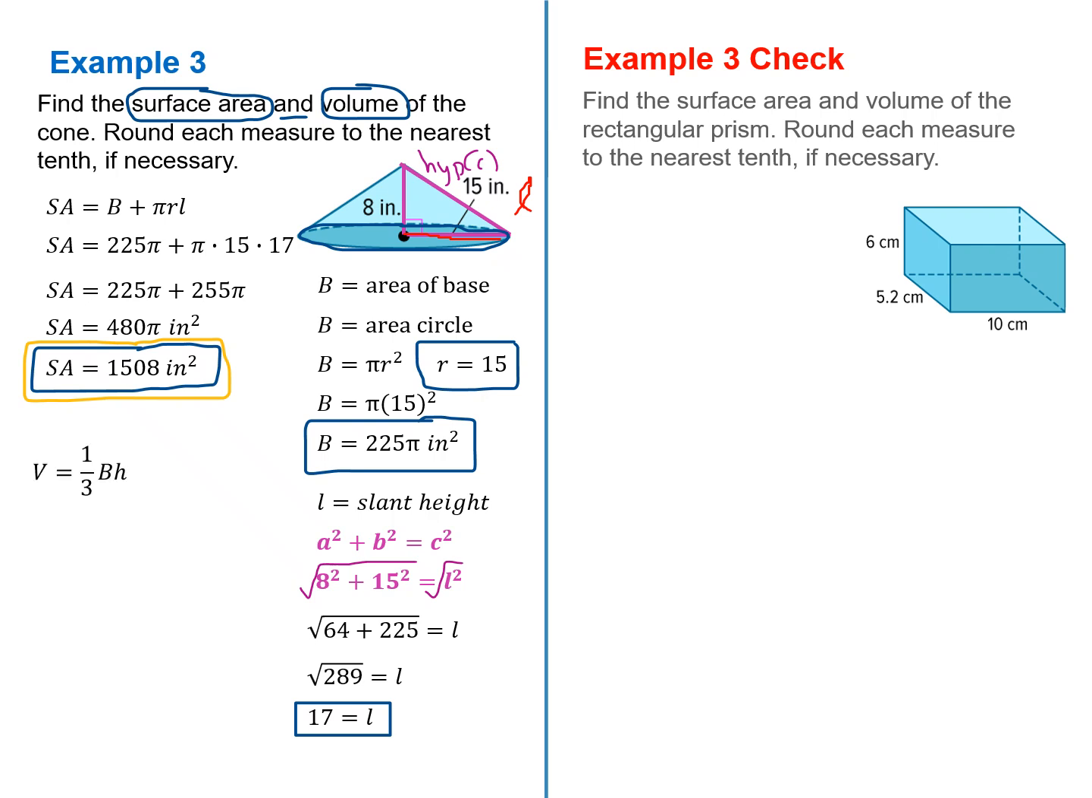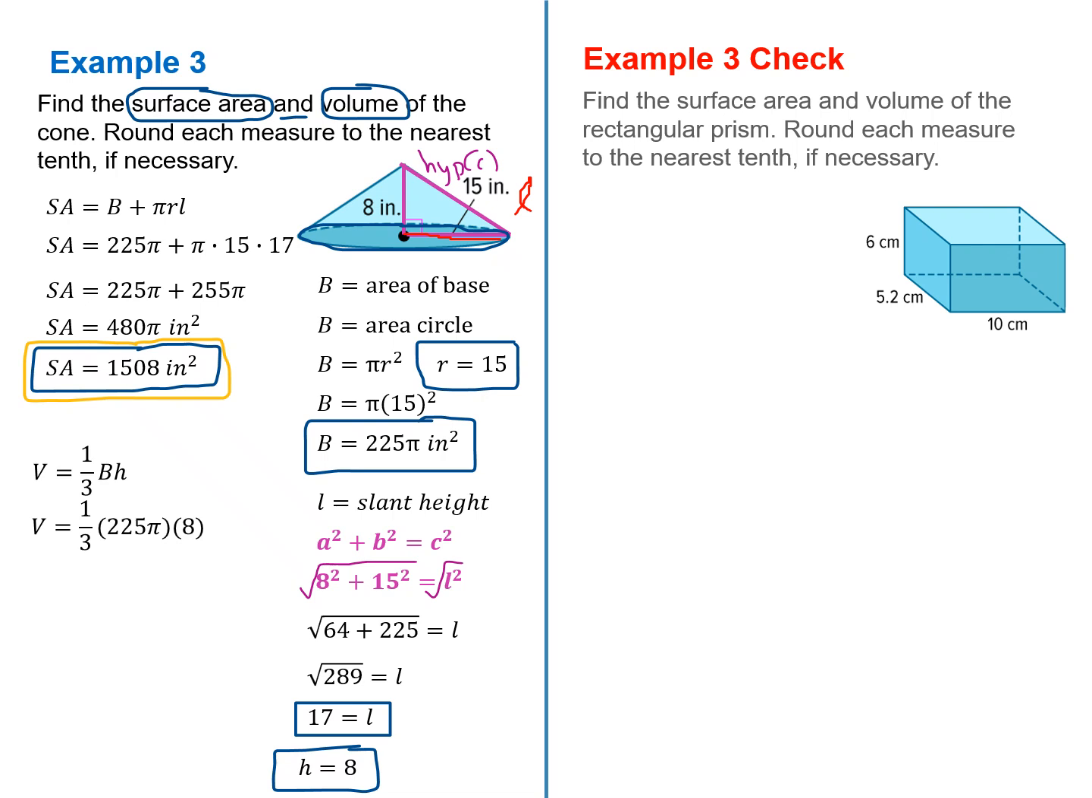The next thing we need is the volume. Volume equals 1/3 the area of the base times the height. We already found the area of the base. We're only missing the height. So what is the height here? It's the distance from the vertex to the center of the base drawn perpendicularly. They've given it to us. The height is 8.